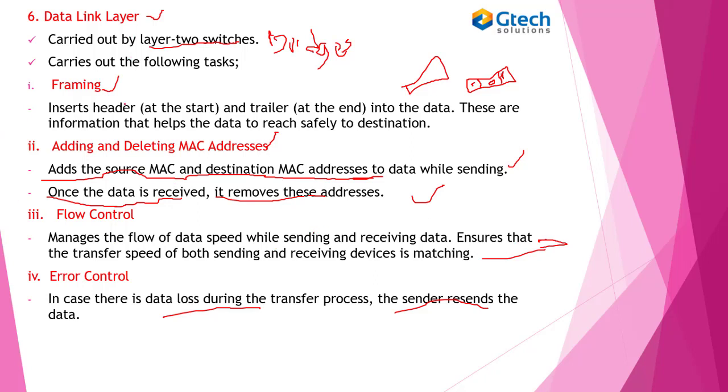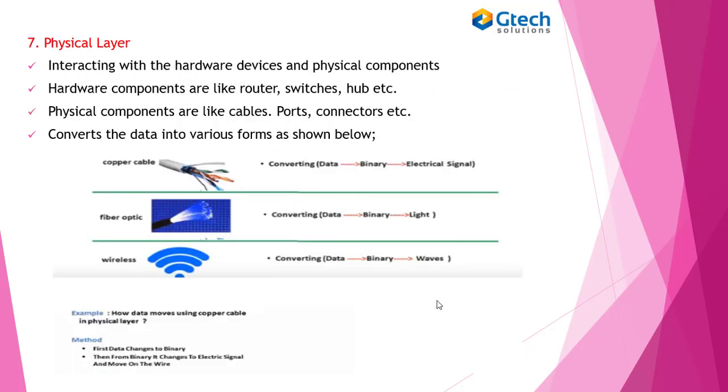So you have to understand these 4 functionalities at data link layer. So let's check on them. So our very last layer under the OSI model is the physical layer. This is where the interaction with the hardware devices or physical components takes place.